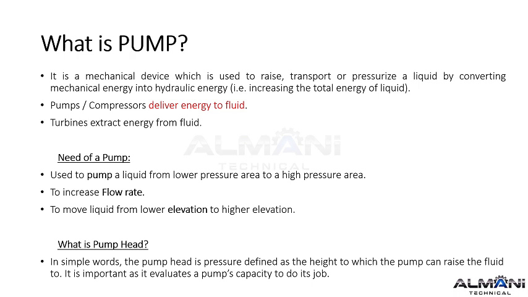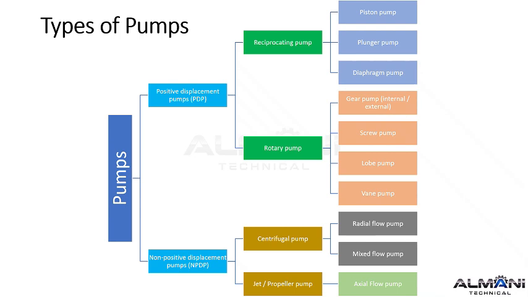Pumps are used to move liquid from low to high pressure, increase flow rate, or lift it to higher levels. Pump head means the height or pressure a pump can raise a fluid to, a key factor showing its performance. Pumps are mainly of two types: positive displacement pumps and non-positive displacement pumps.